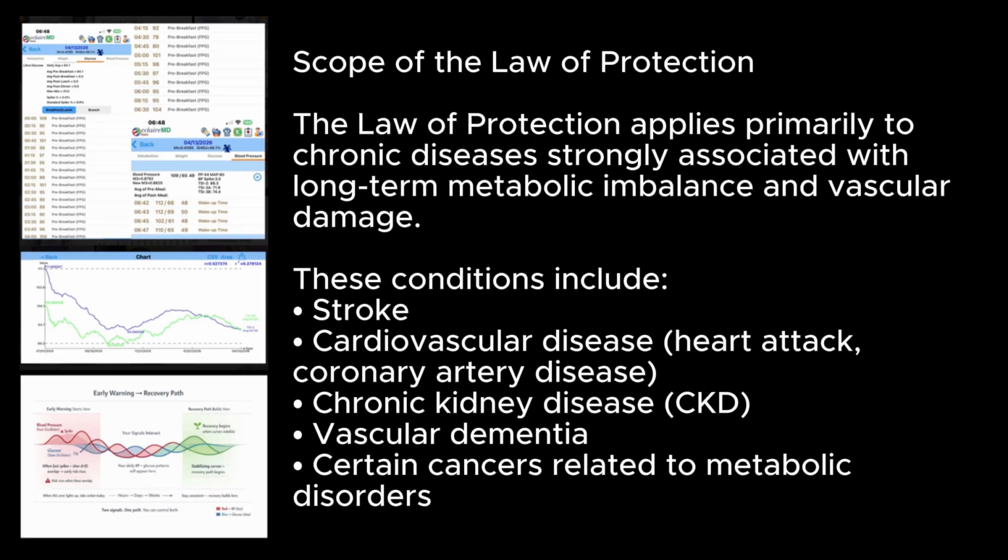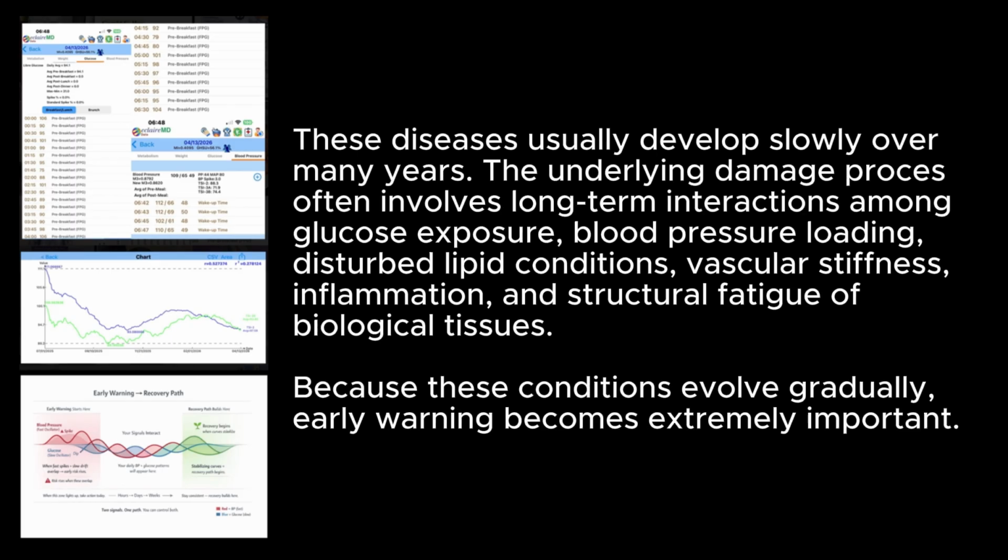Scope of the Law of Protection. The Law of Protection applies primarily to chronic diseases strongly associated with long-term metabolic imbalance and vascular damage. These conditions include stroke, cardiovascular disease, heart attack, coronary artery disease, chronic kidney disease (CKD), vascular dementia, and certain cancers related to metabolic disorders. These diseases usually develop slowly over many years.